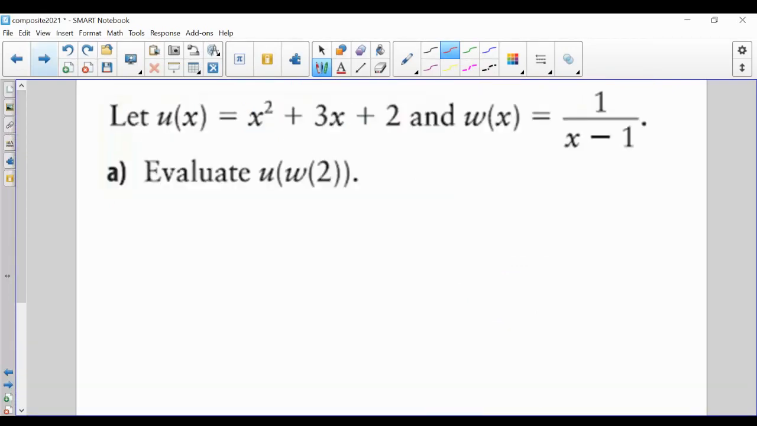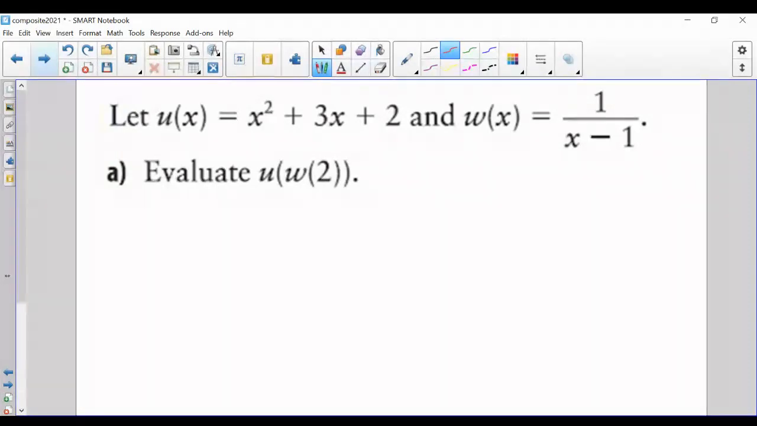Now I'm going to approach this in a different way. What if I gave you the function and said the u of x function was x squared plus 3x plus 2, and the w function was 1 over x minus 1? So rather than giving you a table of values, I'm now giving you an equation and asking you to find the u of the w of 2. It's just two functions, and I'm asking you for the composite of the u with the w, where the w is the inside function and the u is the outside function.